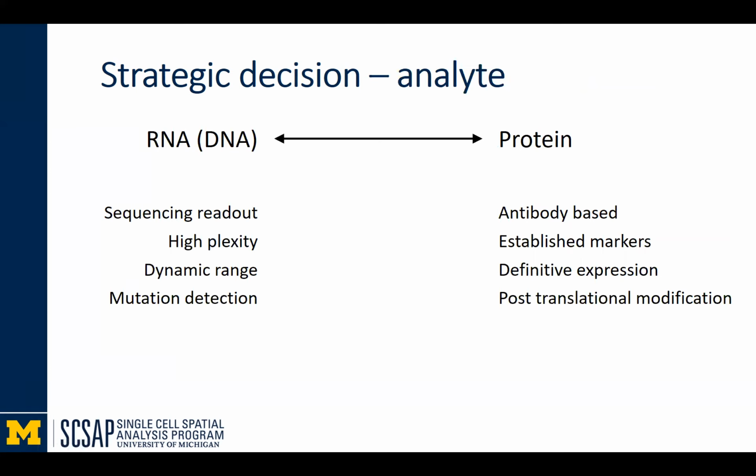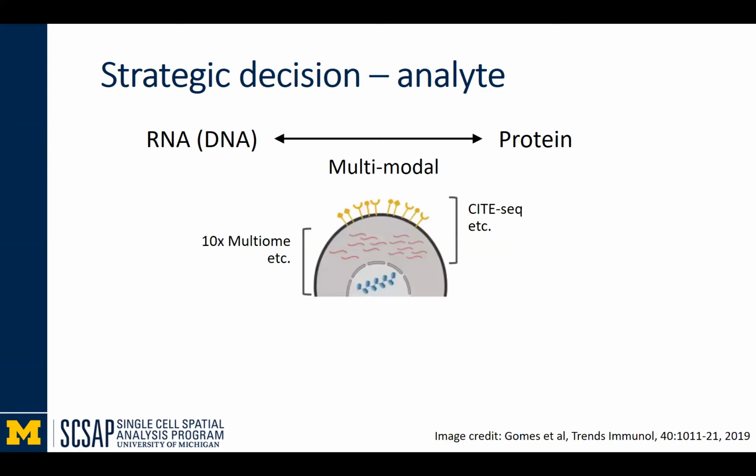So your second strategic decision would be whether you're interested in looking at RNA and DNA in your samples, or protein analytes in your samples. Nucleic acids are strongly driven by sequencing-based readouts, which are very powerful readouts that give high plexity and dynamic range, and of course are one of the only ways to really detect mutations as a direct readout. Whereas protein readouts tend to be antibody-based, and therefore can use a set of established markers that can be a great benefit to your study. And of course, they're the only way to get to definitive expression of proteins or to examine post-translational modifications.